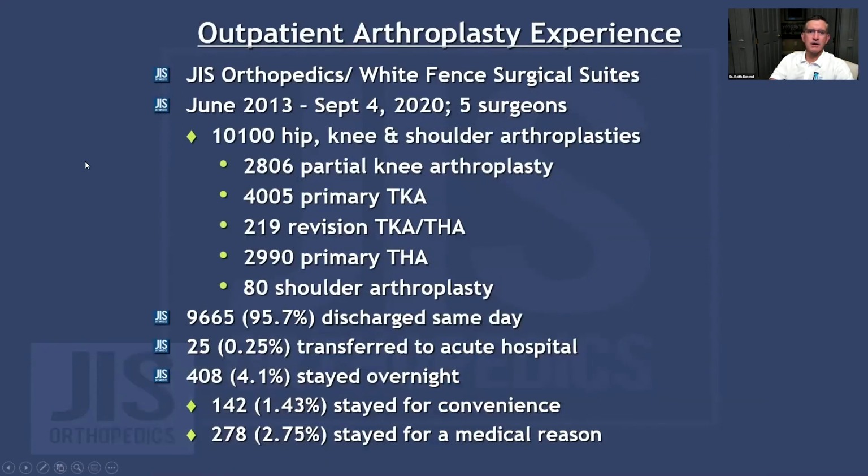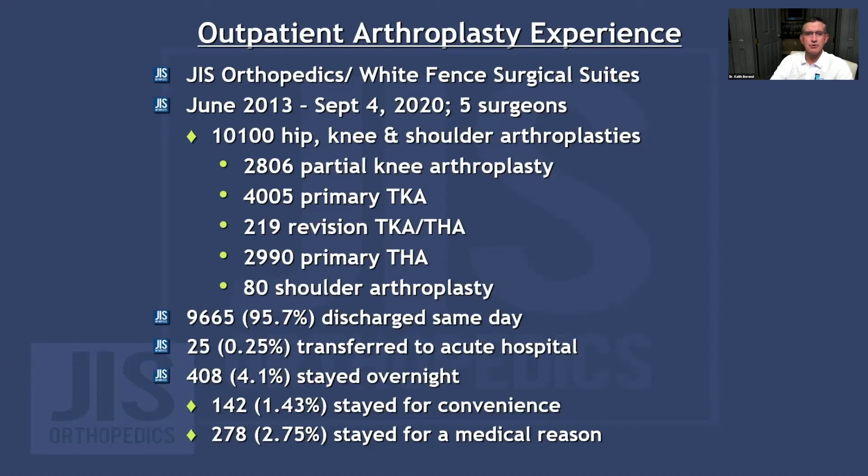So if we look at our cohort, we reached the 10,000 mark in the middle of August, and this is our 10,100 hip, knee, and shoulder arthroplasties: 2,800 partial knees, 4,000 primary total knees, almost 220 revision total knees and revision total hips, almost 3,000 primary total hips, and 80 shoulder arthroplasties. Of all these, and Mike and Jason are going to talk a little bit about this as well, 96% were discharged the same day. We have a 0.25% transfer rate to acute care hospital, or 25 out of 10,000, and 4% stayed overnight over the 7-year period of collection of this data. Of these, about 1.5% stayed for convenience, and 2 3/4% stayed because of a medical reason. And Mike is going to get into that.